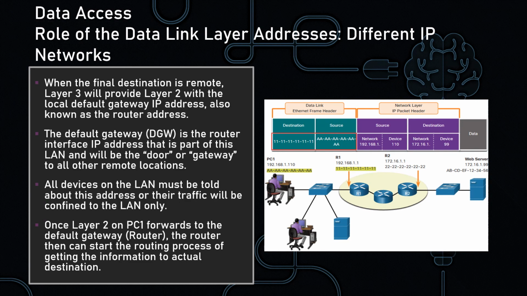So we have layer 3 that provides layer 2 with the local default gateway IP address or router address. And that allows it to move outside of its local network to be transitioned into a group of routers, which can then hopefully pass it from one to the next, hopefully the shorter the better, to get to its intended final destination. So we have what's called our DGW, default gateway, that allows us to pass to all other remote locations. And we have to be able to identify, based on both IP address and MAC address, how to transition from one to the other.